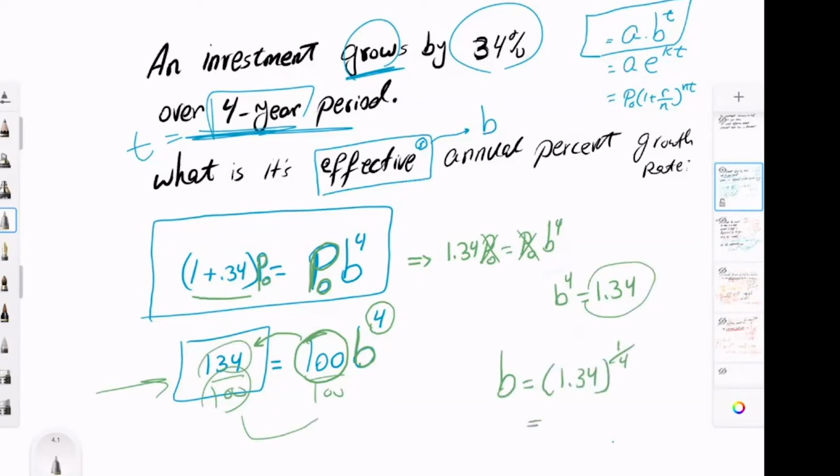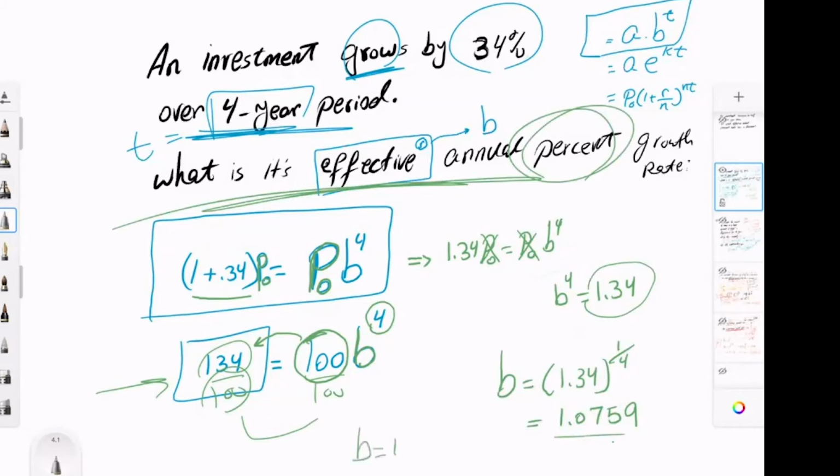And what is this equal to? 1.0759. So this is B, but we are looking for effective annual percent. So this is a percentage too, don't put a decimal. So we have to subtract from 1. So B equal to 1 plus R. R will be B minus 1, which is 1.0759 minus 1 will be 0.0759, equivalent to 7.59%.